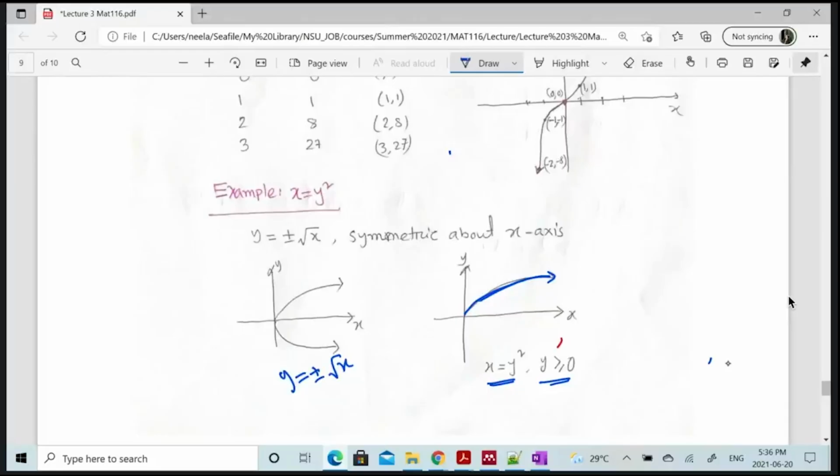This one is x equal to y square, but y is greater than or equal to 0, and this is x equal to y square, y is less than or equal to 0. For this one, the graph looks like this, because we know y is less than 0 when it is below the x-axis.